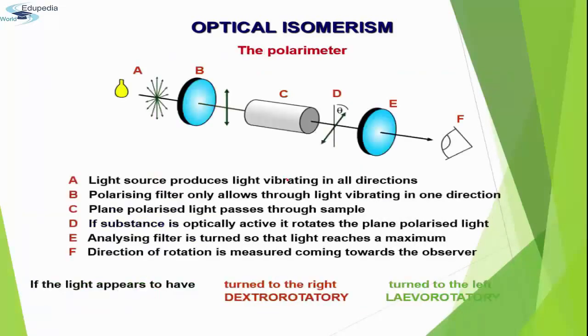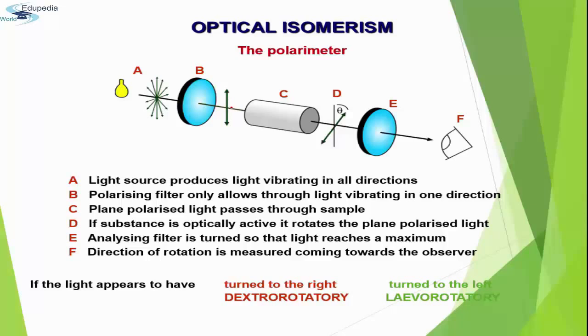Just take a brief idea about polarity, why we are studying optical isomerism, what is the need. We'll discuss some aspects to give you a slight idea why we study optical isomerism and why we are giving it so much importance. Simply, any light source produces light vibrations in all directions. By a polarizing filter we allow only light vibrations in one direction, so it will be plane polarized light.